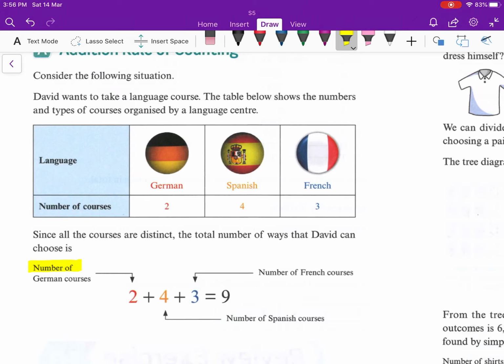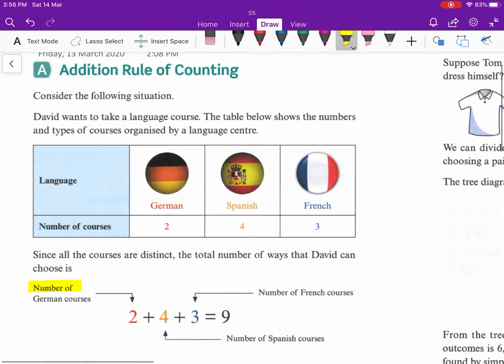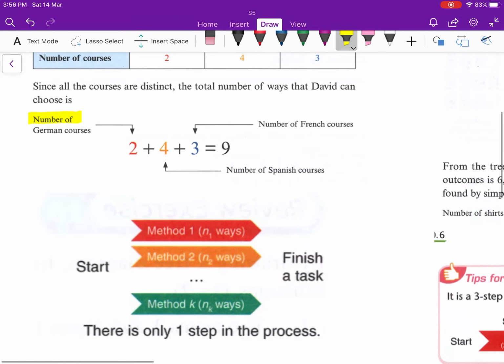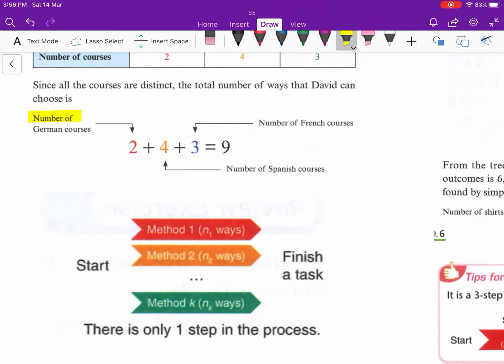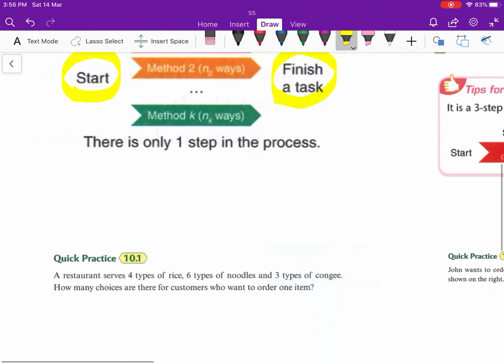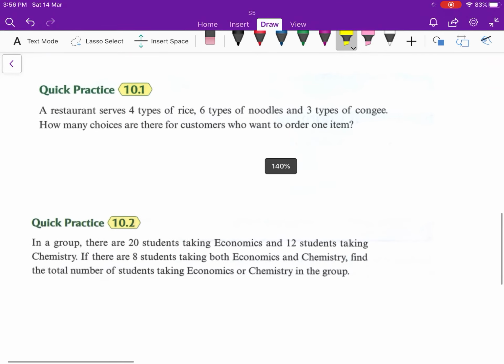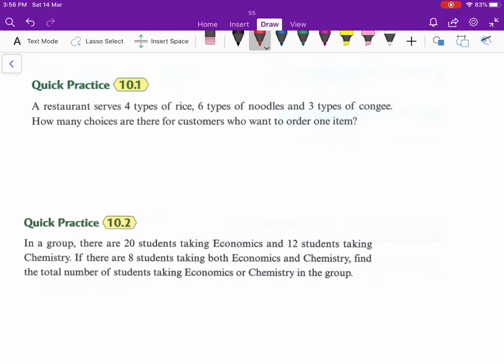So the number of courses will be 2 plus 4 plus 3 equals 9. That means addition, okay? We add together, so we know there are 9 courses in total. This is very easy to identify. If you have a starting point, and then just one way to go to the final point, we use the addition rule. Just one way to go to the final destination. So take a look at the example here.